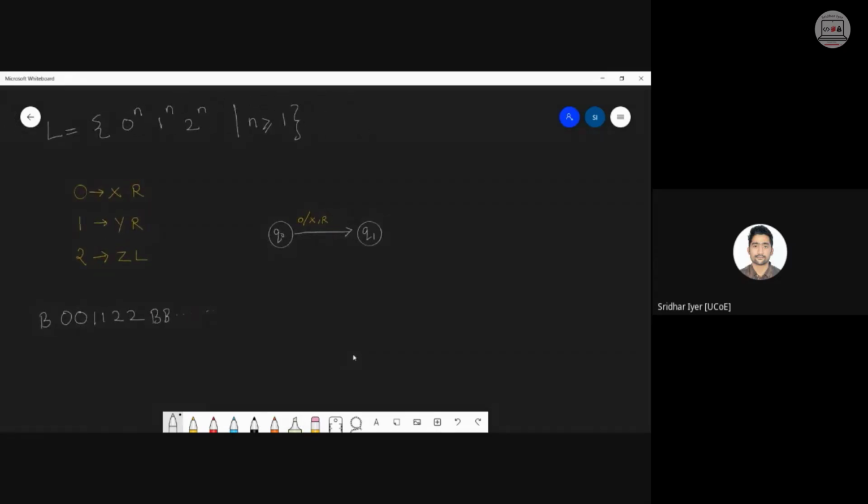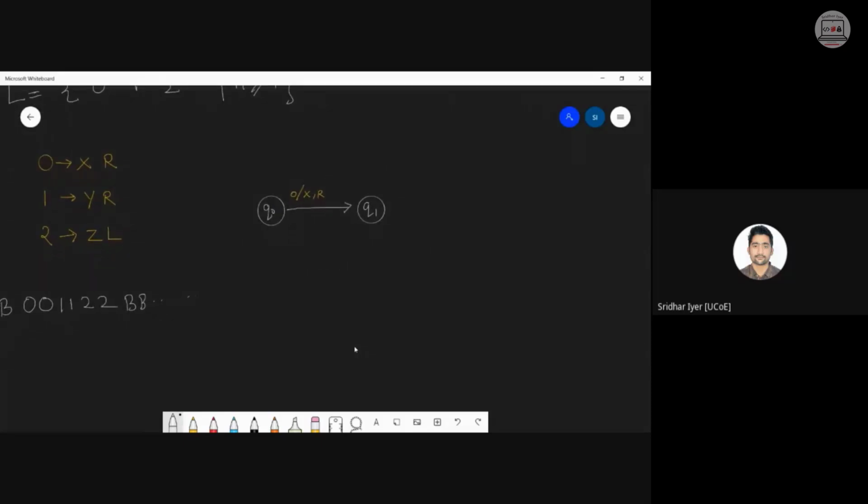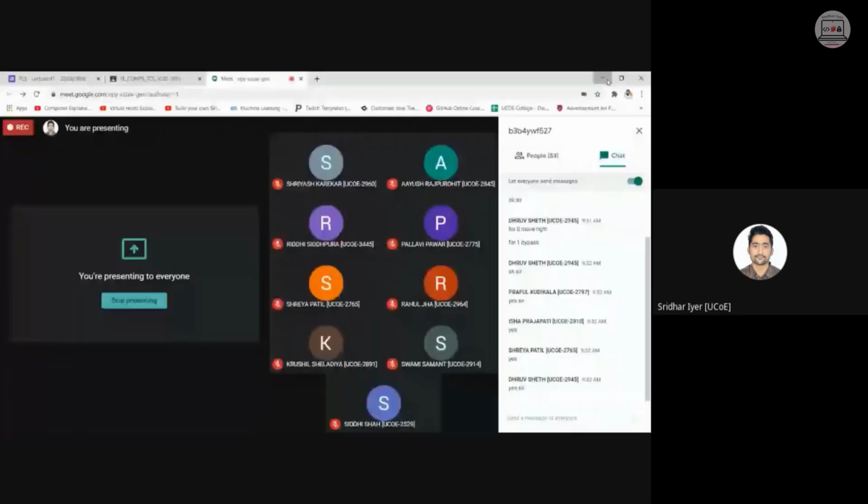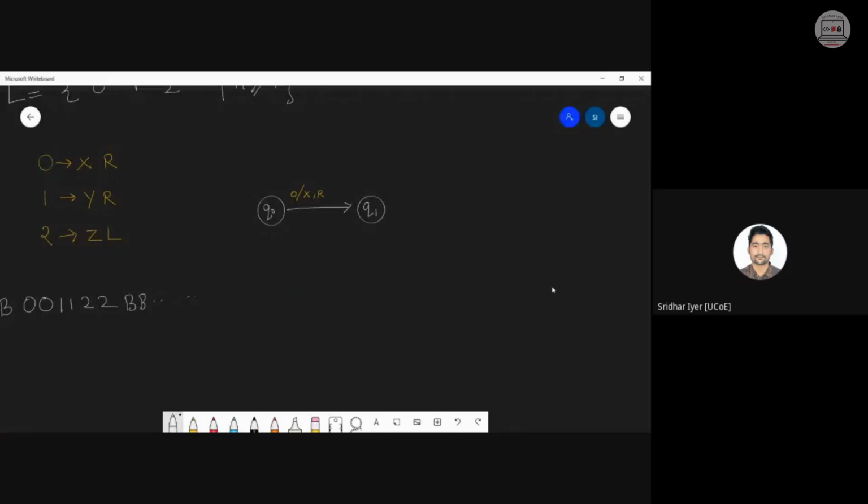We are expecting a one, right? One bit. One आएगा तो one को replace करना है. So whenever we are in Q1, we have to find the one bit. Whenever one bit is encountered, we have to replace that with a Y and move right.